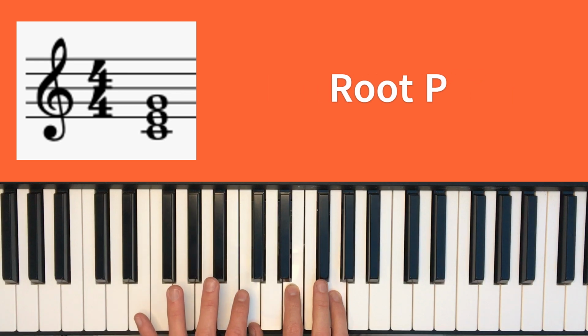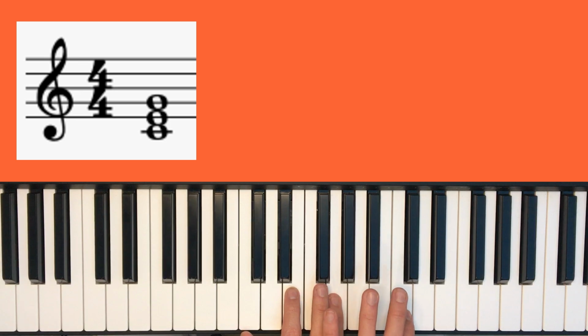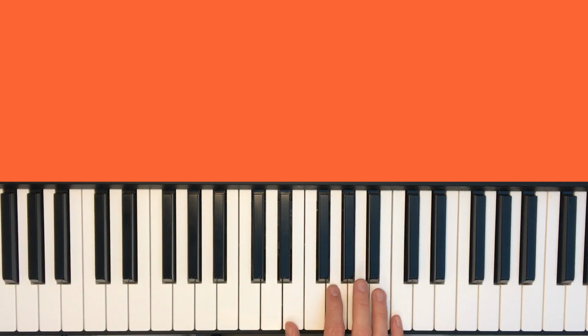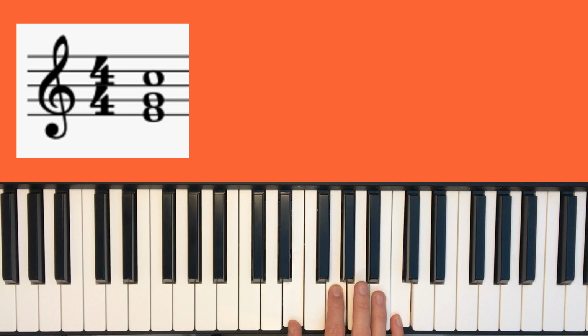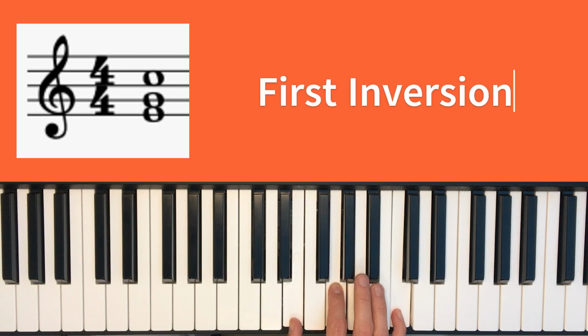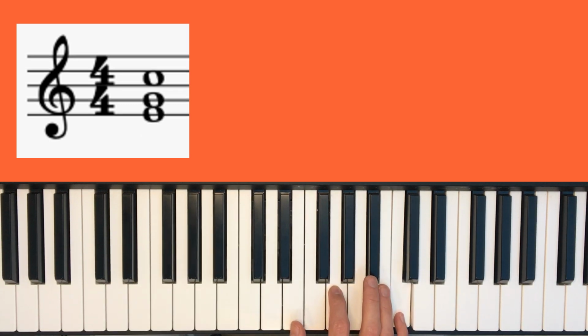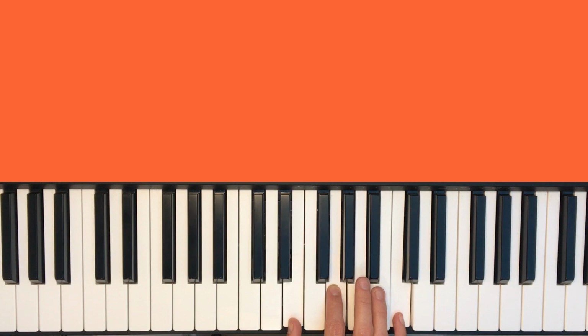Now, if we take the bottom note C and we play it an octave higher, that is first inversion. Now we've still got the same notes. Here we had C, E, G, and now here we've got E, G and C, except the C is an octave higher. So it's the same notes but played in a different order. So that is first inversion.